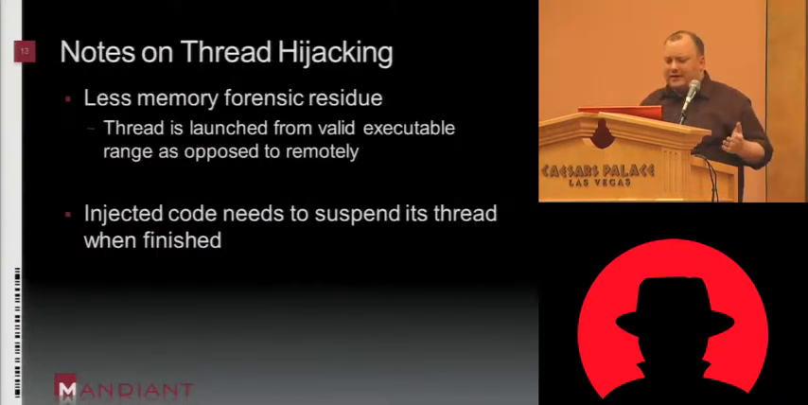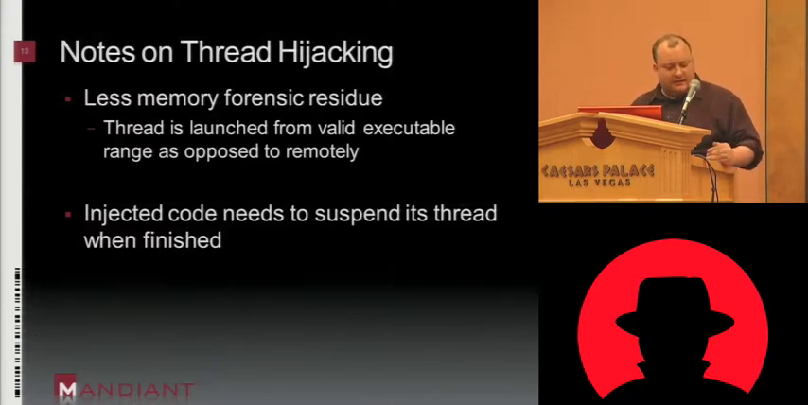Some notes on that. Why in the heck would anybody ever do that? A little bit less of a memory forensic residue. There are some traces that threads might have been launched via CreateRemoteThread, and certainly APC function calls would have their residue as well. If we hijacked the main thread and launched a new thread from there, the thread start address would be originating from within that process, as opposed to being obviously a remote thread start.